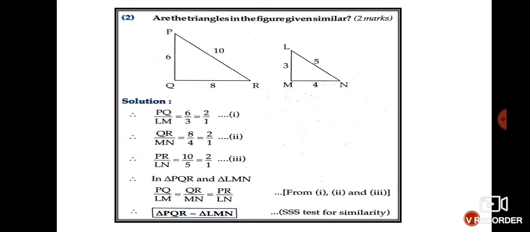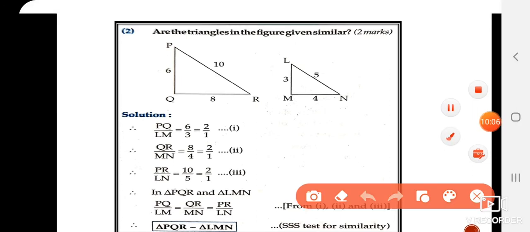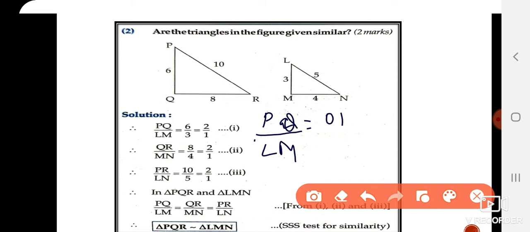Now girls, here I would like to tell you something. The moment this is given, most of the children, I would say, write it in the beginning only. The first step they write is PQ upon LM is equal to QR upon MN is equal to PR upon LN.